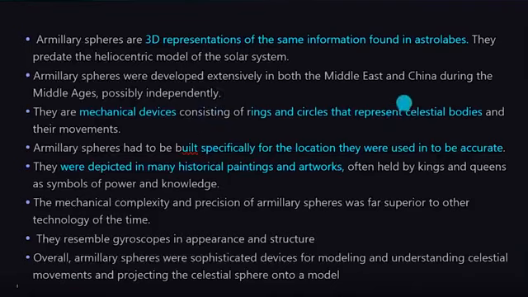So they're mechanical, right? They've got rings and circles that represent the celestial bodies, specifically built for a location, just like the astrolabe. They are depicted in many historical paintings and artworks and held by kings and queens. Weird, right? It's not like a scepter, but always in the background. You should look into it. Someone tell me about it, because I don't know what to make of that. So it's superior to other technology, but I would say equivalent to an astrolabe.